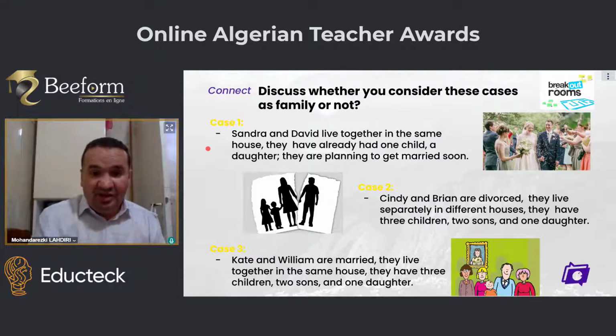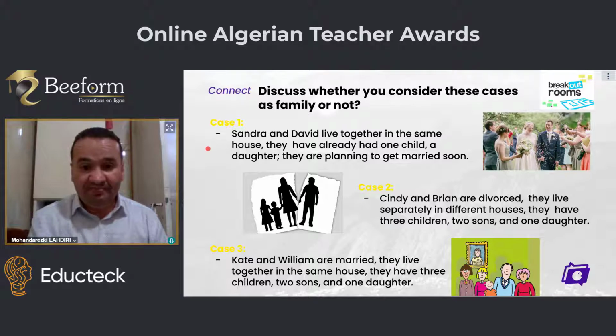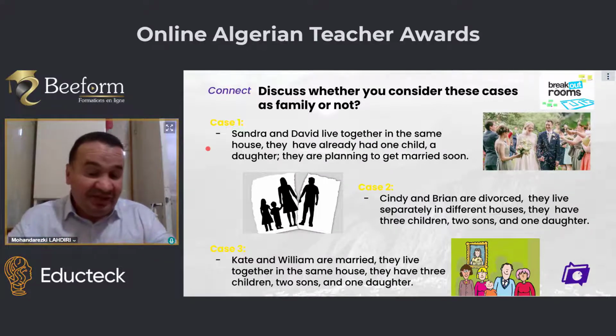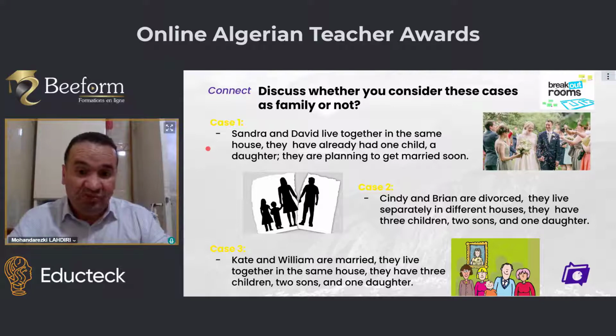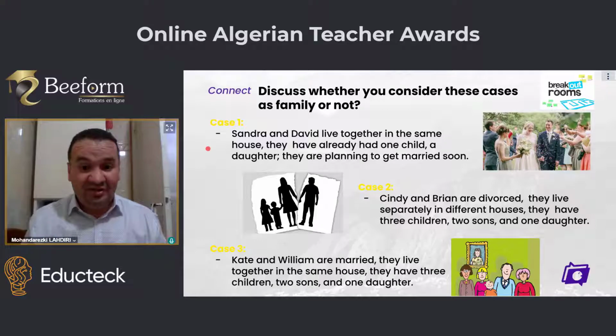Second case. Case number 2. Cindy and Brian are divorced. They live separately in different houses. They have 3 children, 2 sons and 1 daughter. Do you consider this as a family? We said Cindy and Brian are divorced, which means they don't live together. They don't share the same shelter. They live separately. But they have 3 children, 2 sons and 1 daughter.